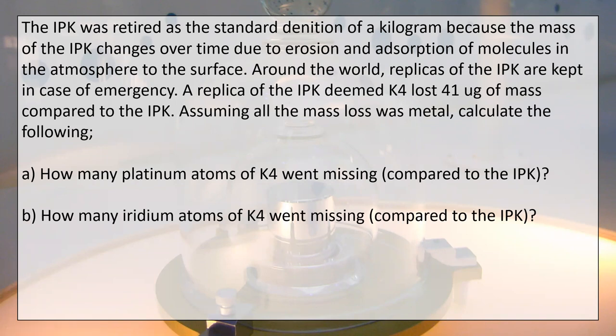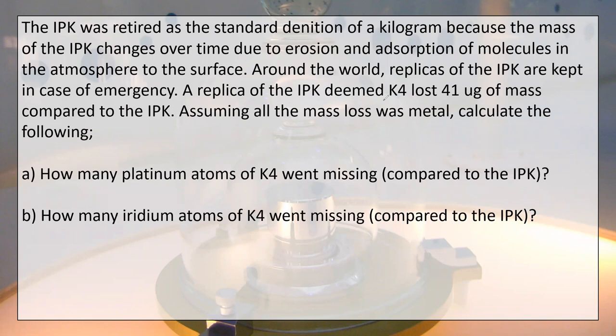So even though there was one definition of the kilogram, everybody had an extra one in case of emergency, you know, in case there was like a heist of the kilogram definition. So what this is asking is there's a replica in the United States. The IPK is in Europe. And there was a replica in the United States that lost 41 micrograms of mass compared to the IPK.